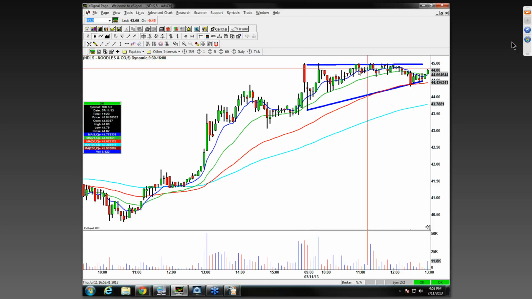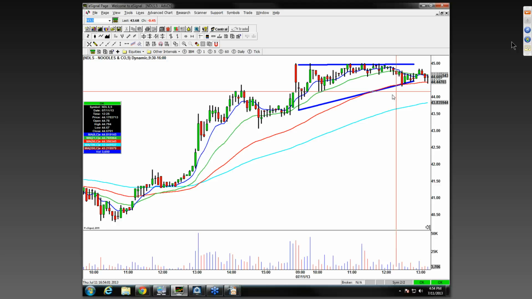What do we know about 45? 1, 2, 3, 4, 5, 6, 7, 8, 9 times it failed at that level. 9 times. But it still stayed in a bullish setup right here. So you had about a 70-cent ascending triangle that if it got through, you knew you were making probably 70 cents to $1 like that. Okay, now what happens? It breaks.